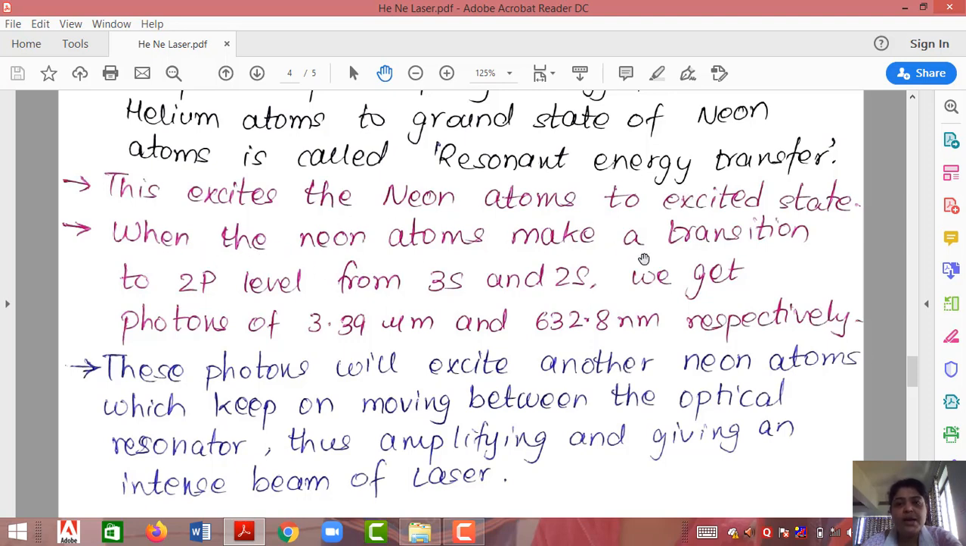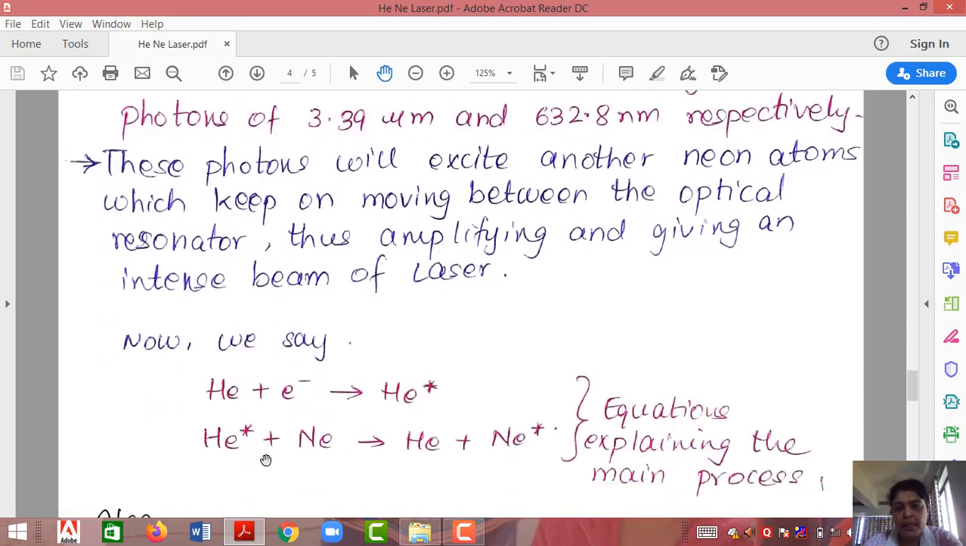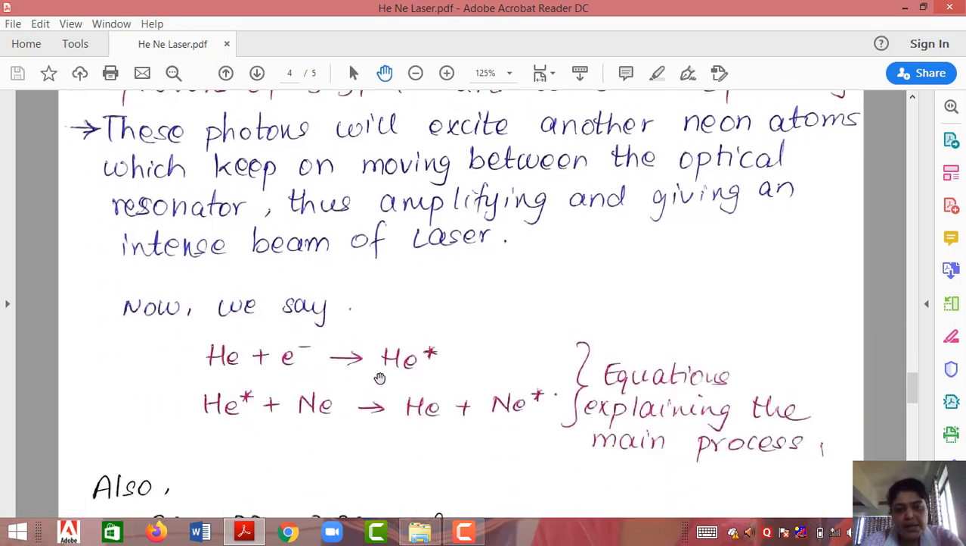When the neon atoms make a transition to 2p level from 3s and 2s, we get photons of 3.39 and 632.8 nanometers respectively. These photons will excite other neon atoms, which will keep on moving between the optical resonator, thus amplifying and giving an intense beam of laser. We can explain the above process with the help of two equations.